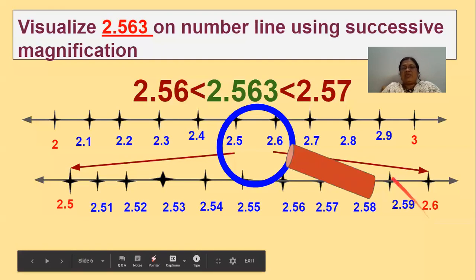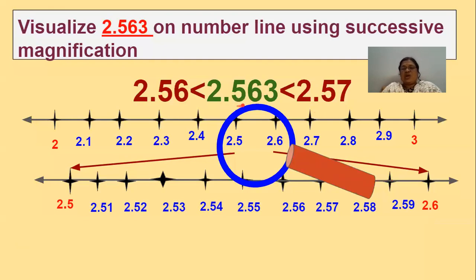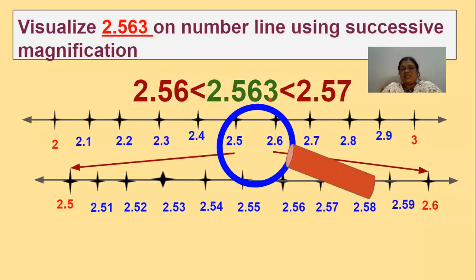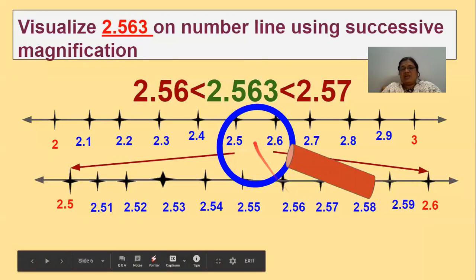No, we have to locate 2.563. So till this one we can observe. See here, 2.56 we can observe. But here it is 2.563. The 3 means more than this. So definitely this number will lie between these two numbers. Let us see.